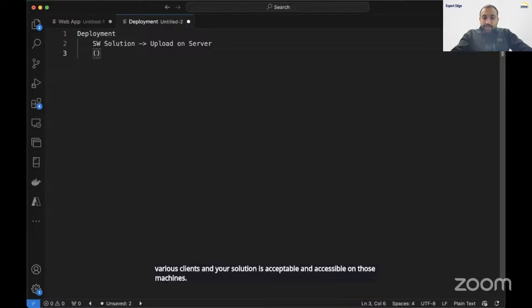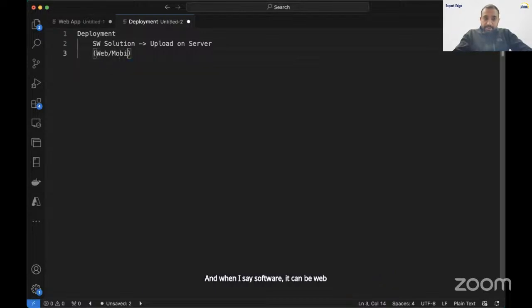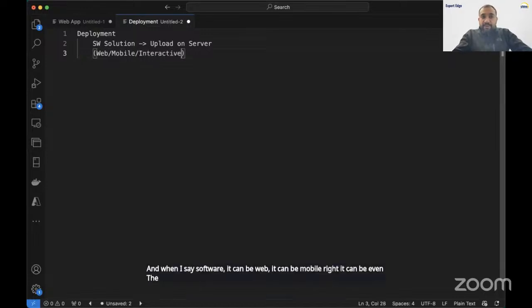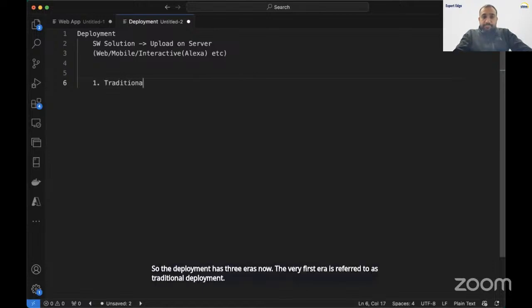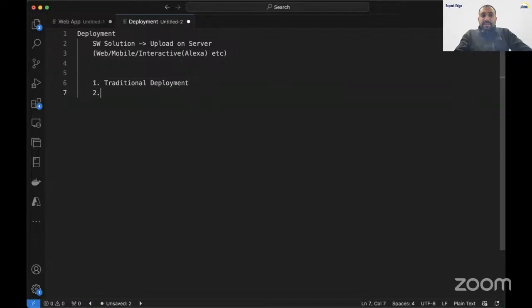And when I say software, it can be web, it can be mobile, right? It can be even an interactive one. For example, we have Alexa and all coming up, etc. So deployment has three eras now. The very first era is referred to as traditional deployment. The second era is virtualized deployment. And the third era is containerized deployment.